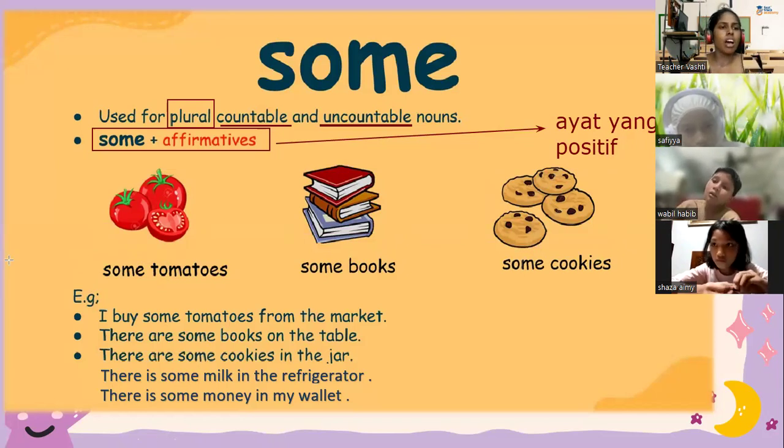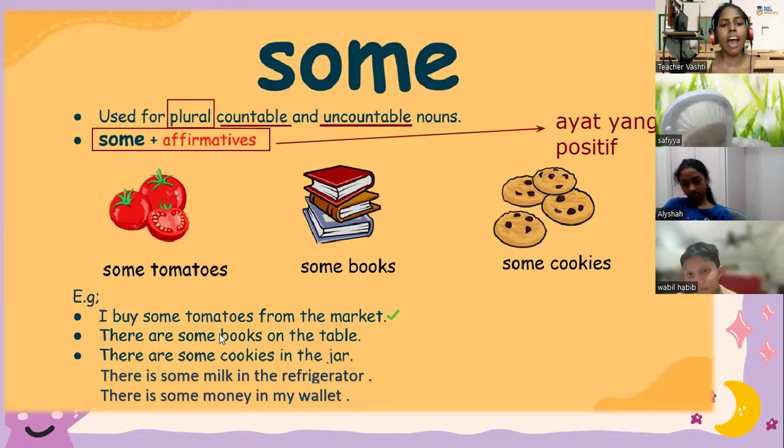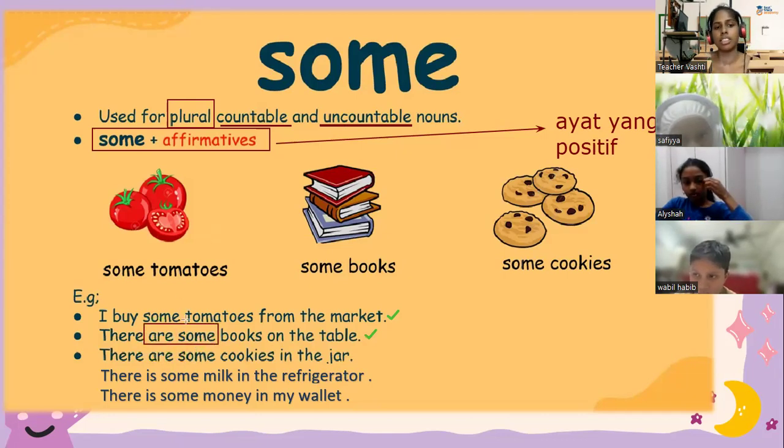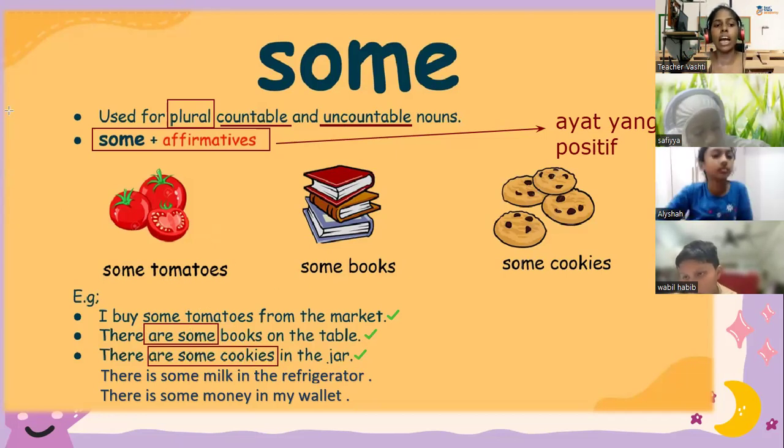Now, dalam ayat, I buy some tomatoes from the market. Ayat ni positif ke negatif? Positive. So kalau positive, you can use the word some tomatoes. There are some books on the table. Is this positive or negative? Positive. Very good. Kalau ada positive, kita bolehlah guna are some. There are some cookies in the jar, also a positive sentence. Gunalah are some cookies. Kita guna are some untuk benda yang boleh dikira.